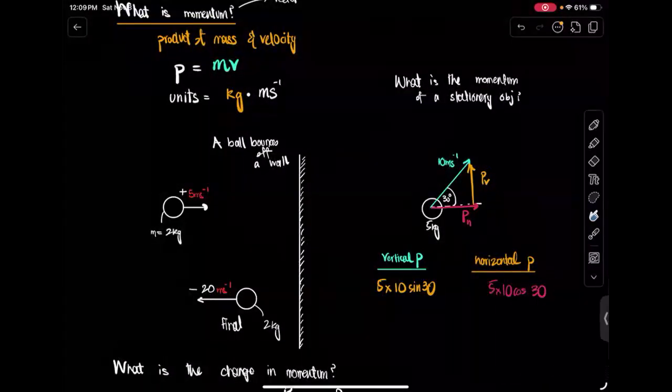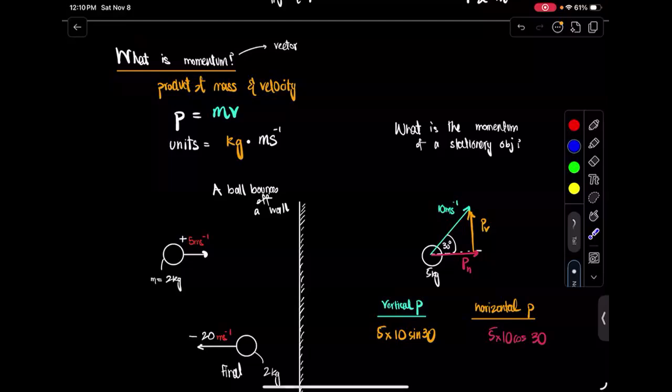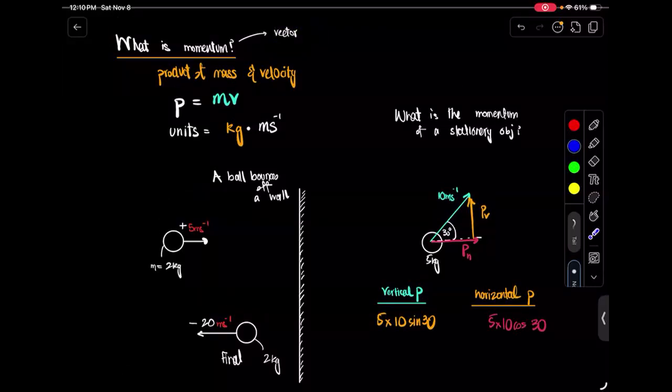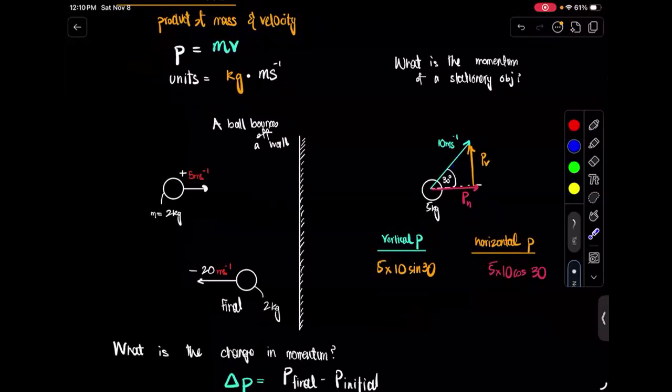Okay, so we figured out what momentum was. It's just the product of mass and velocity, or how hard something is going to hit you, right? And it depends upon both mass and velocity. It's a vector, and that means you will have to resolve it into components if you want.